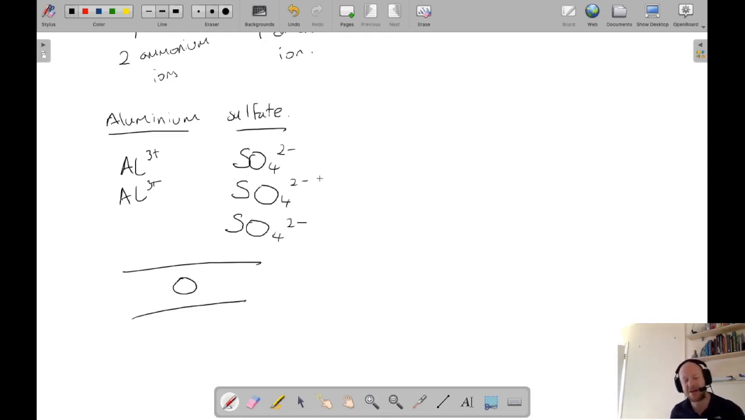I've got to simplify this down so we can fit it onto a line. I've got 2 aluminium ions here, so that's going to be Al2. And I've got 3 sulfate ions. Now, because these are compound ions, we have to use brackets. So I'm going to open the brackets, SO4, close brackets. And there are 3 sulfate ions, so you can write a little 3 down here. And this is our formula for aluminium sulfate.